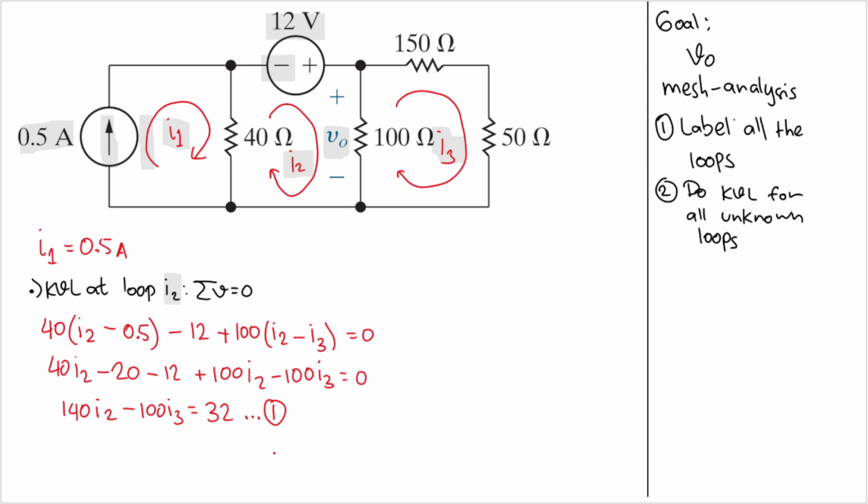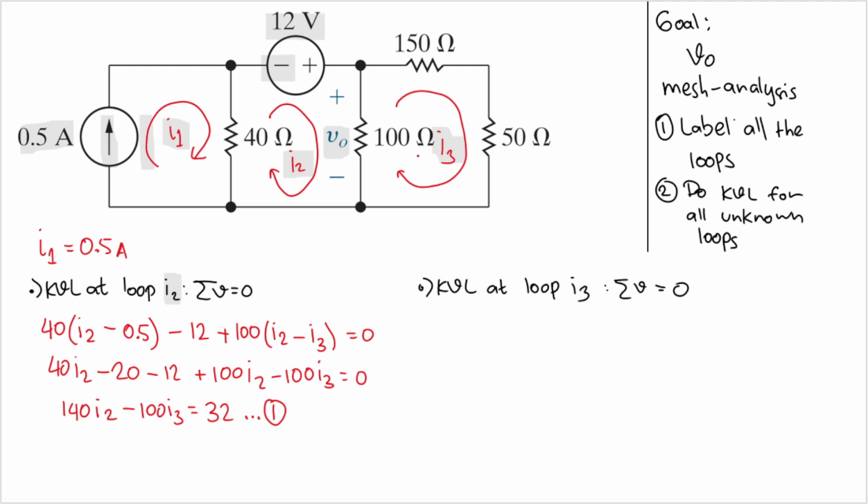And we still need to do KVL at loop I3, right? So let's do exactly that. Let's do KVL at loop I3. Okay, I think I need to resize that line there so I have some room here. Okay, this looks good. And KVL says that the sum of the voltages in a loop will equal 0. Good.